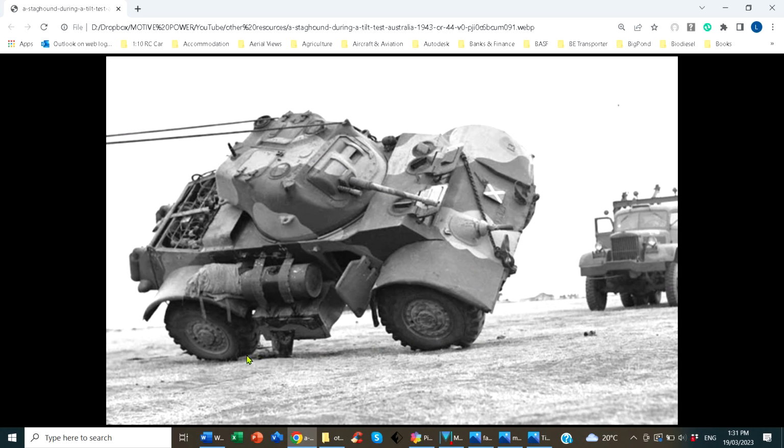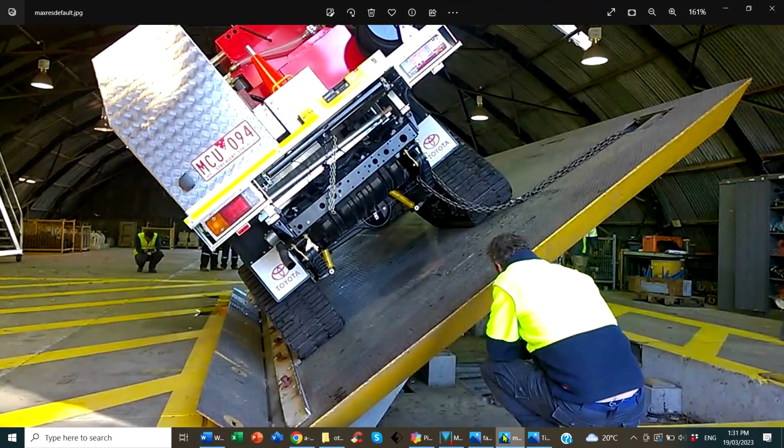I'm amazed these tyres are in a good condition. I'm surprised they haven't distorted dramatically. But there's a rough and ready way of doing things. I'm not sure I'd recommend it. This is more like the recommended way. This is a professional tilt table. This particular vehicle happens to have tracks. It's a rural fire service truck.